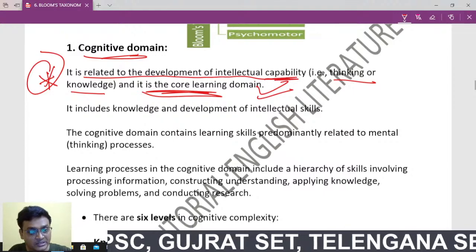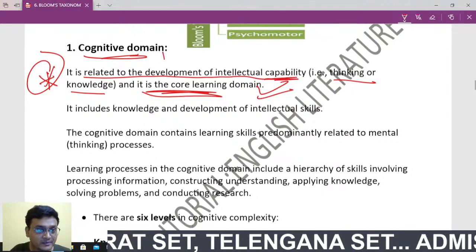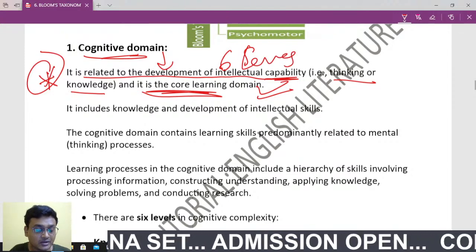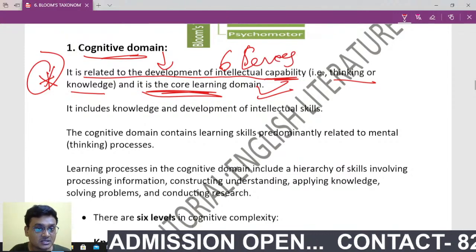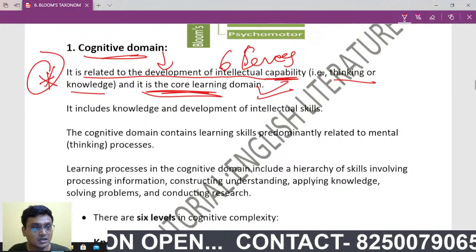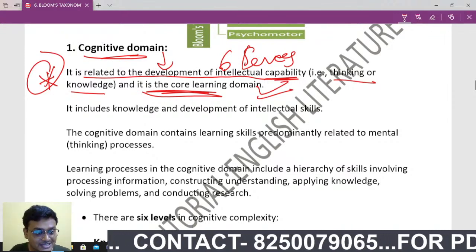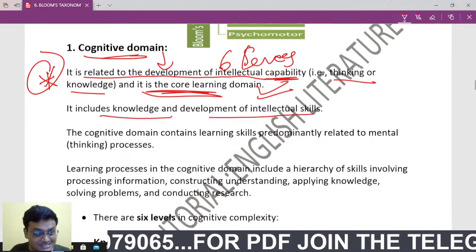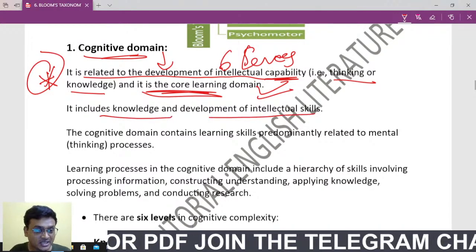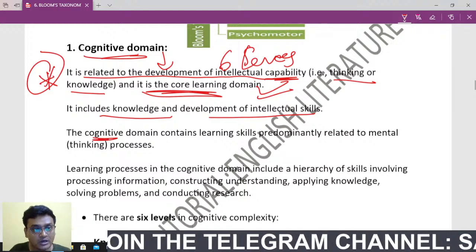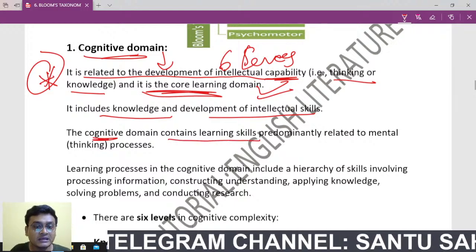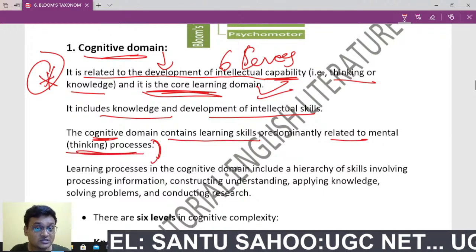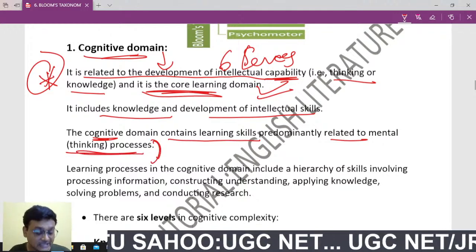And in the cognitive domain there are also 6 levels. Bloom has classified the cognitive domain into 6 levels, so that it includes knowledge and development of intellectual skill. Cognition contains learning skills predominantly related to mental or thinking processes. That's why it is thinking or knowledge, intellectuality.